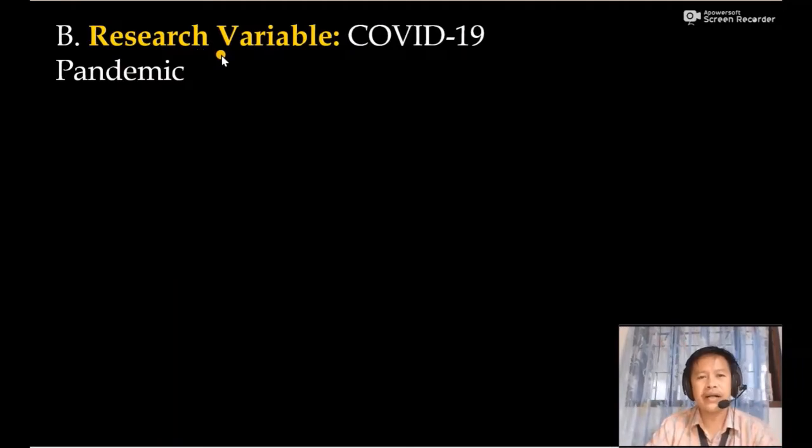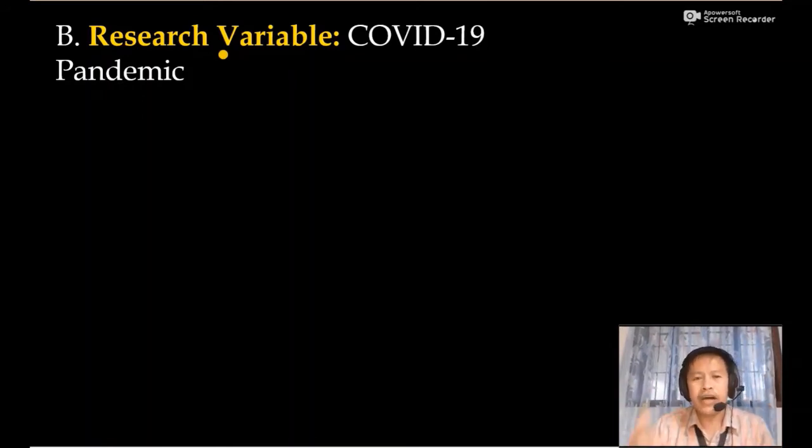Okay. Number 2. I want to have a particular study about the COVID-19 pandemic. What are the things that I want to investigate from the COVID-19 pandemic? And these are the indicators. There are so many things that you want to investigate from the COVID-19 pandemic.